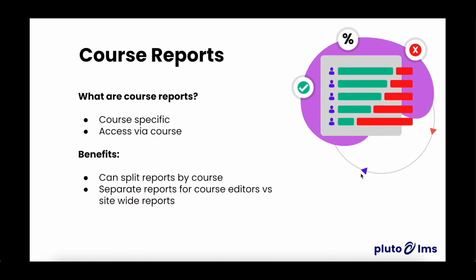So what are course reports? Course reports are different to site reports in that if you're creating a course, let's call it course A, you might assign a course editor to that course. You can also assign a course reporter to that course. Those users will only see the reports for that particular course, and these reports are only accessible via that course. So these are course-specific reports.